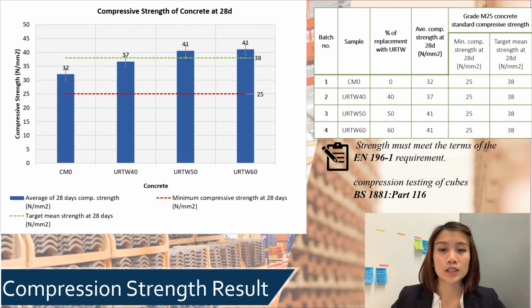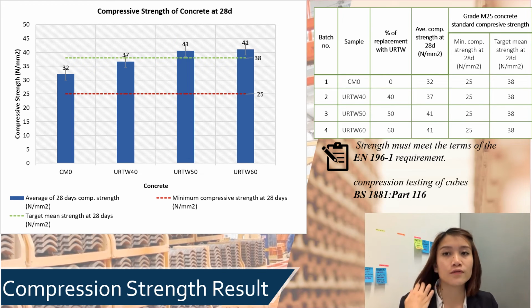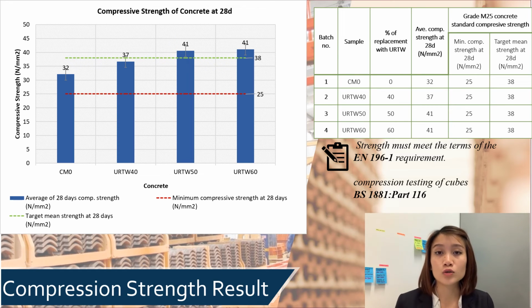After conducting the compressive strength test on the concrete cube, the data will be collected and analyzed. For this research study, we chose M25 concrete grade as our benchmark to produce the new green concrete. M25 means M stands for mix, 25 stands for the characteristic strength that needs to be achieved by the concrete at 28 days. So 25 Newton per millimeter square is the minimum that the concrete needs to achieve at 28 days.